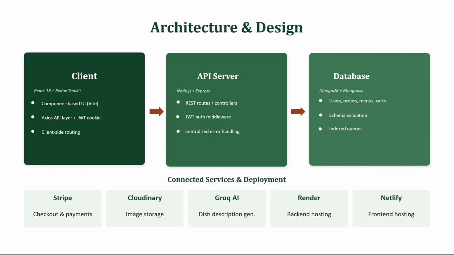Around this core flow, there are several connected services. Stripe handles all payment processing during checkout. Cloudinary stores uploaded images, both users' avatars and food item photos. Groq API is used to automatically generate food item descriptions. And for deployment, the backend is hosted on Render, while the frontend is hosted separately on Netlify.